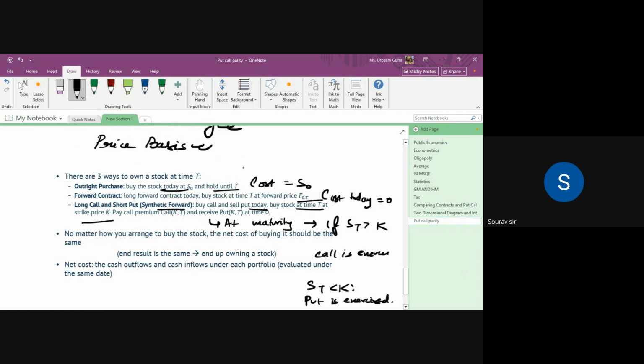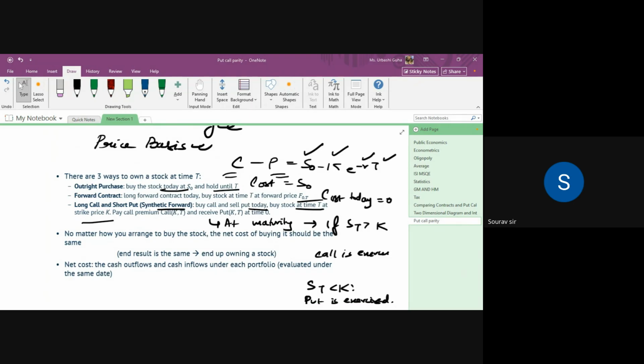The formula was C minus P is equal to S0 minus K e to the power minus rT. C is the call premium, P is the put premium, S0 is the current stock price, K is the strike price, r is the risk-free interest rate and T is the time to maturity. So outright purchase, forward contract or synthetic forward all lead to owning the same stock. The only difference is the timing of cash flow and whether you pay the forward price or the strike price with the option fee.